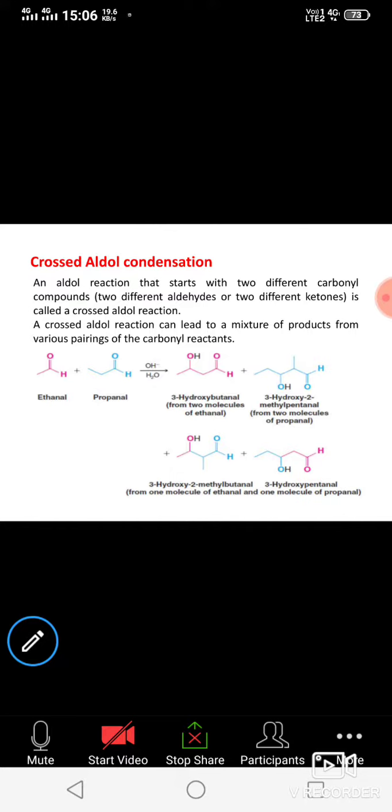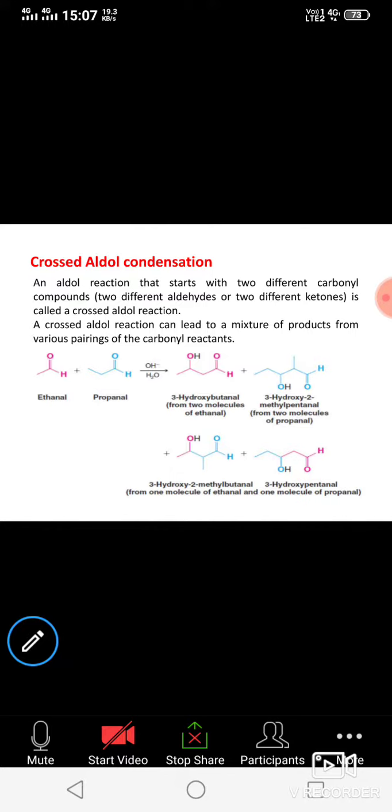the same molecules of aldehyde or the same molecules of ketone. Like the example I gave, acetaldehyde, you have two molecules of acetaldehyde. If you have a ketone like acetone, you have two molecules of acetone. But in the cross aldol condensation reaction, you will have either two different aldehydes or two different ketones. Such a reaction is known as a cross aldol condensation reaction.